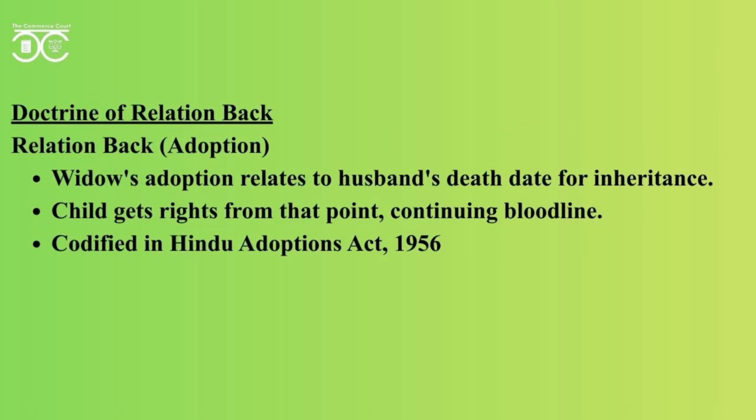Next is the doctrine of relation back. This doctrine is now largely obsolete, where an adopted son was deemed to have been adopted on the date of his adoptive father's death rather than the actual adoption date. This allowed the son to retrospectively inherit the father's property, effectively relating back to his death, though it was later limited by the Hindu Adoptions and Maintenance Act of 1956, which severed ties to the birth family and established rights only from the date of the adoption.